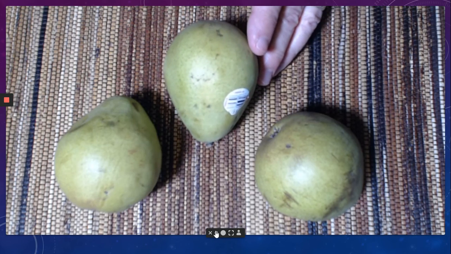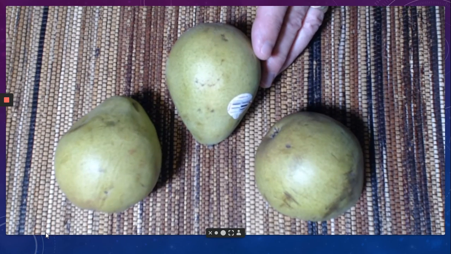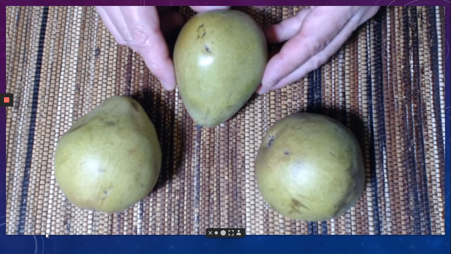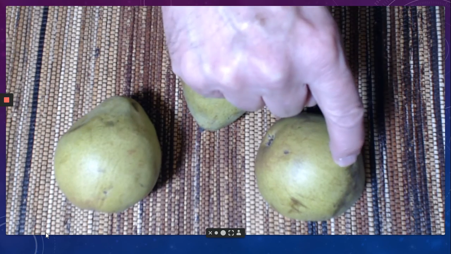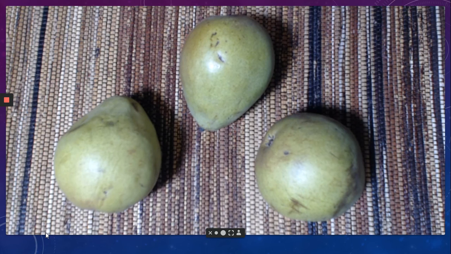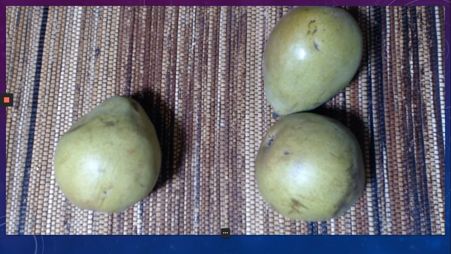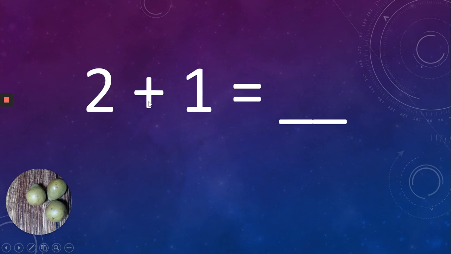So let's look at our formula. Our formula says I have 2 and I add 1 more. How many do I have? I had 2, 1, 2, and I'm adding 1 more. Now how many do I have? Let's count them. 1, 2, 3. I had 2, I added 1, and now I have 3. 2 plus 1 is 1, 2, 3. So let's look at our formula. 2 plus 1 equals 3. Look at that. That's pretty amazing, isn't it?